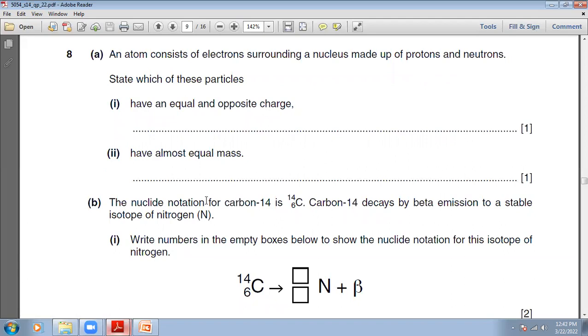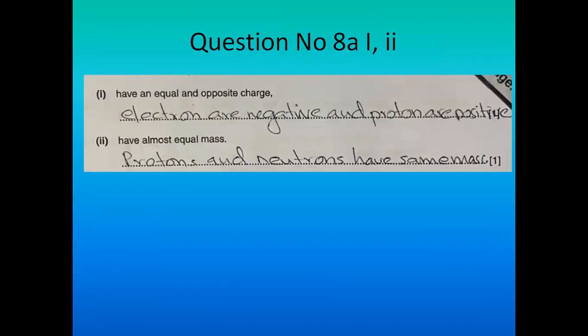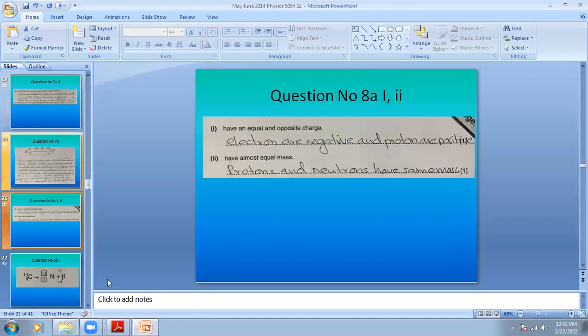You see, the electrons and the protons have equal but opposite charge. Electrons have negative charge and the protons have positive charge. Then the question is, which have almost equal mass? The protons and the neutrons have the same or kind of equal mass. So electrons are negative and protons are positive. Protons and neutrons have the same mass. Okay, that is the answer which I gave.